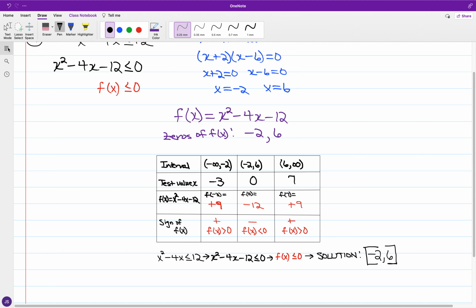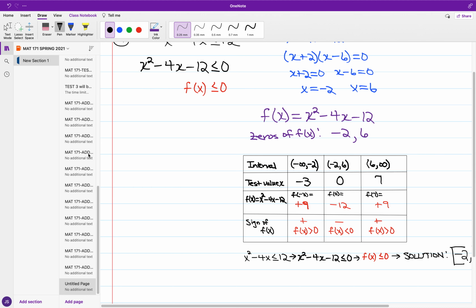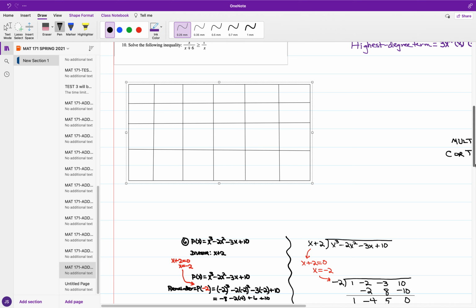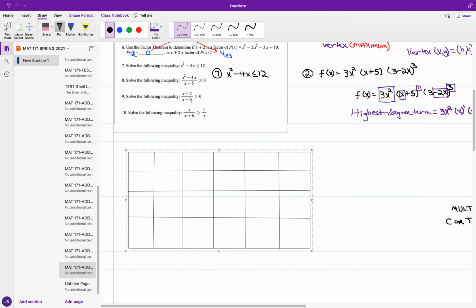All right. Now, for the case of number 8, in this one you have x squared minus 4x over x plus 5 is greater than or equal to 0.